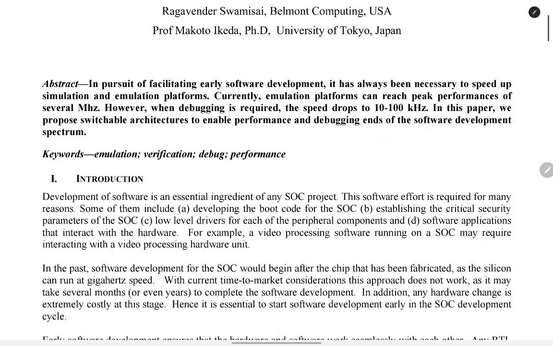Abstract. In pursuit of facilitating early software development, it has always been necessary to speed up simulation and emulation platforms. Currently, emulation platforms can reach peak performance of several megahertz. However, when debug is required, the speed drops to 10 to 100 kHz. In this paper, we propose switchable architectures to enable performance and debug ends of the software development spectrum.